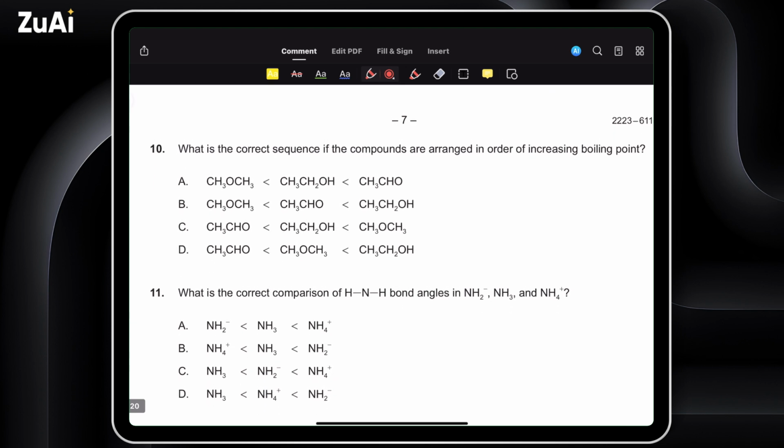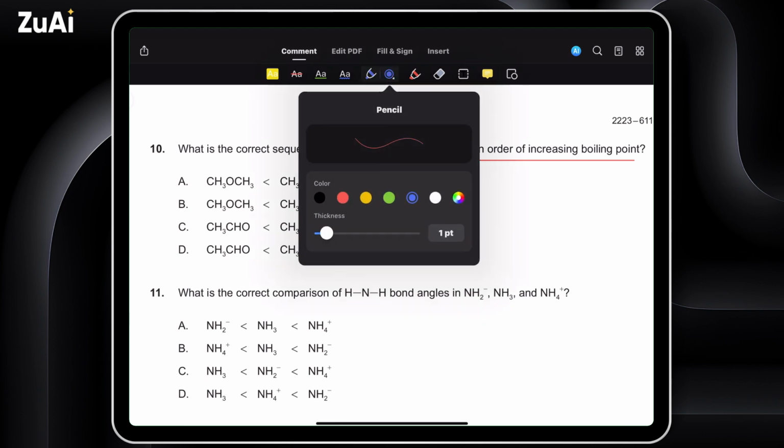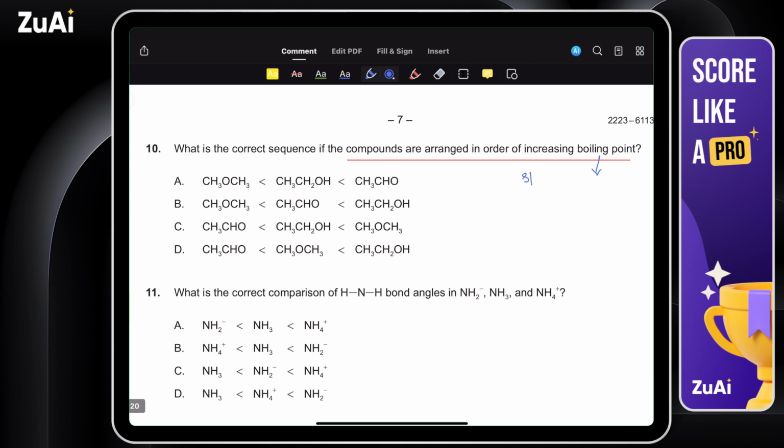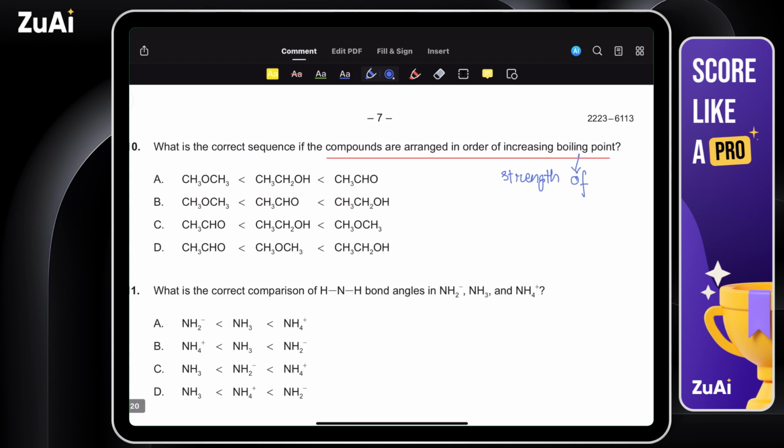What is the correct sequence of compounds arranged in increasing boiling point? So basically, the boiling point depends on the strength of intermolecular force.